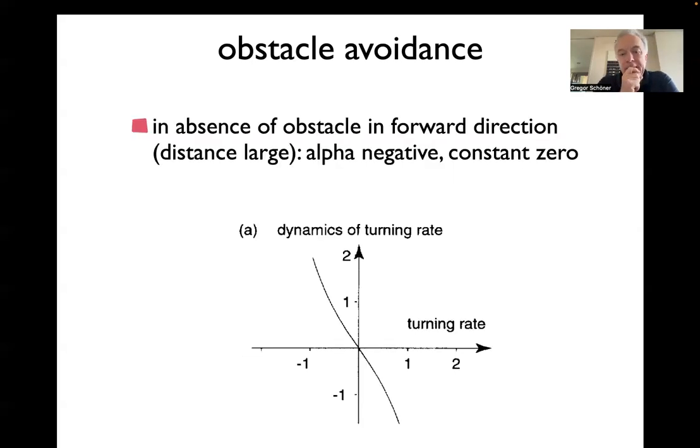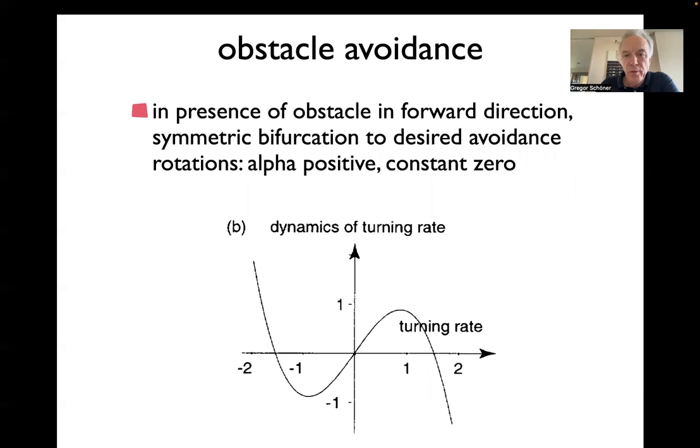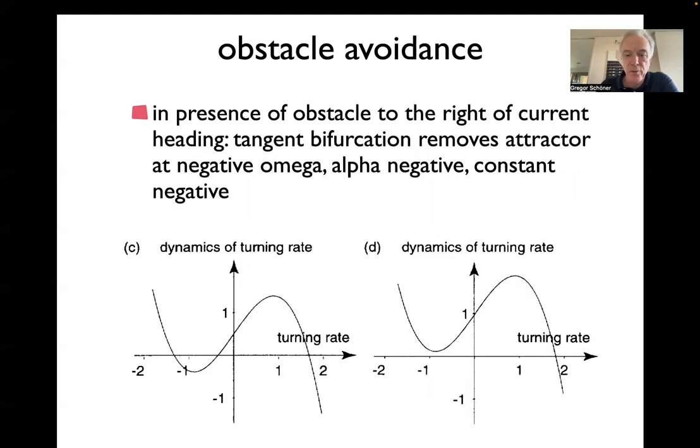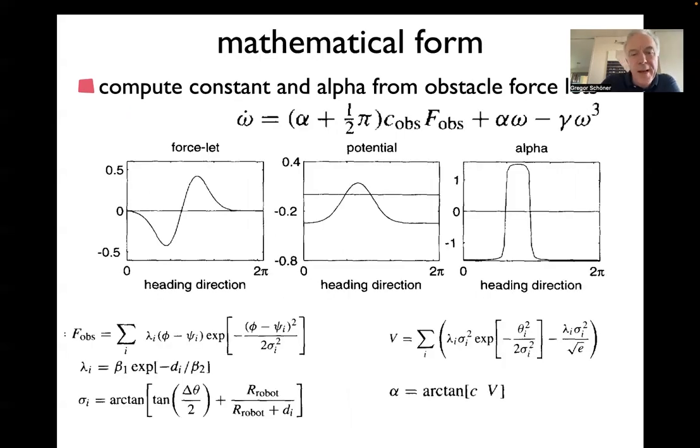Yeah, so step by step. Obviously, if there is no detection of an obstacle, that's what you want. Go straight means turning rate attractor at 0. If you have an obstacle, you want a repeller. In these cases, actually, I already explained that, so I don't really need that. Okay, so that's how we mathematically do this.